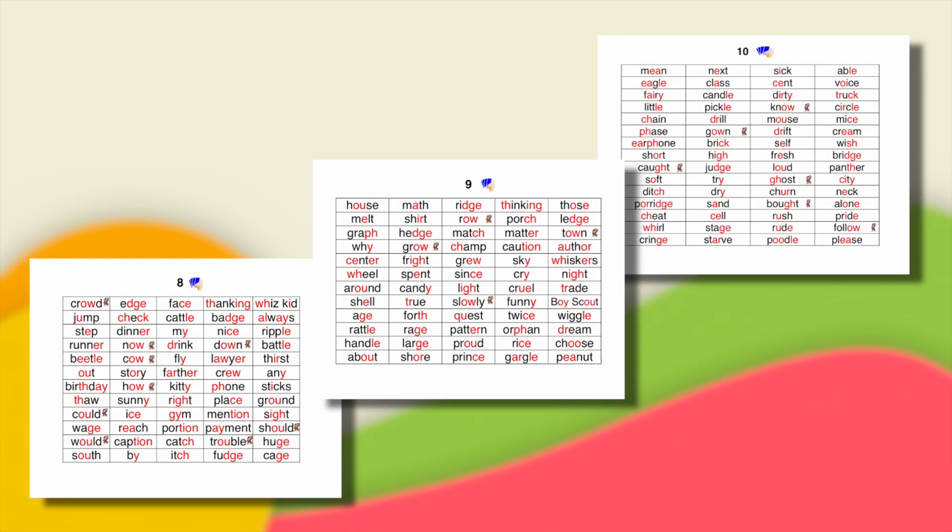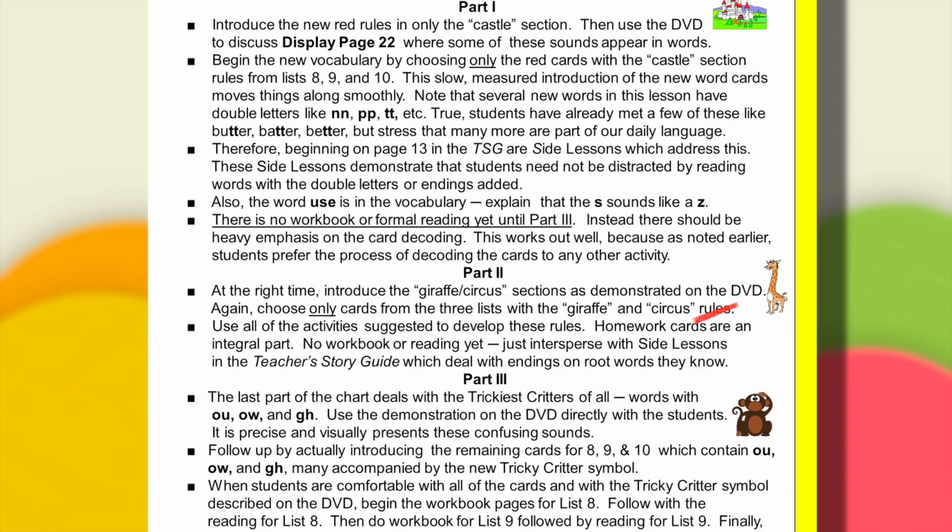Now for the vocabulary. As we did with the previous lesson, select only the cards from lists 8, 9, and 10, which contain the new rules like LE, PH, and TION, and others from the castle section, as well as cards with the old rules that are interspersed, of course. The measured introduction of the rules helps the students to get their toes wet slowly, so to speak. So put aside the cards with the giraffe and the celery sounds for now, and certainly be sure to put aside the cards with the small monkeys. We'll get to them shortly.